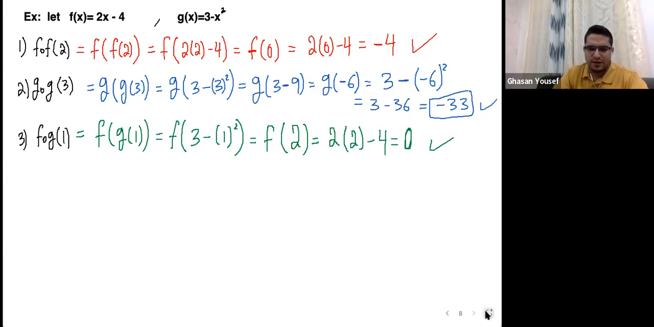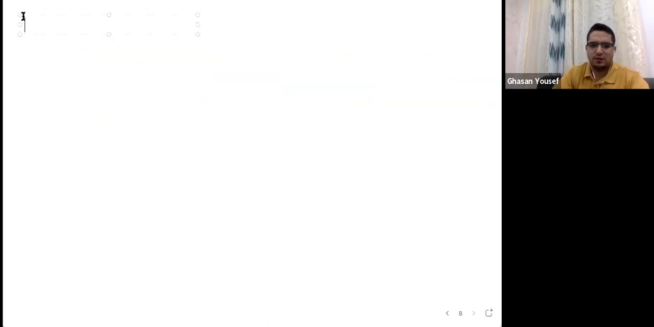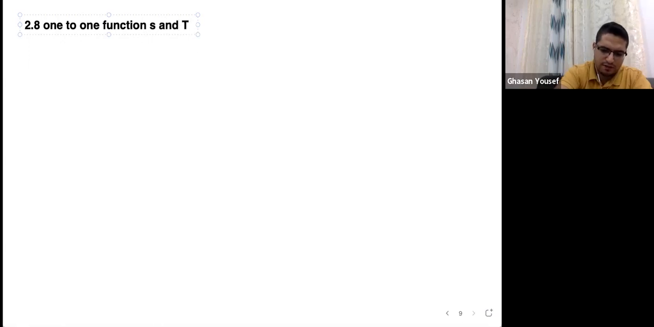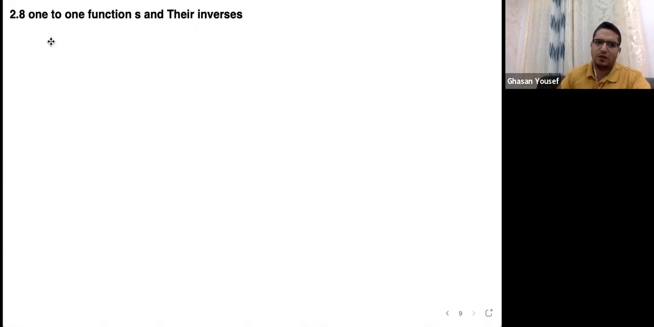Now for the next section, section 2.8, one-to-one functions and their inverses. In this section we're going to talk about one-to-one functions and the inverse of this function, because it's one-to-one, so we can find the inverse of the function.